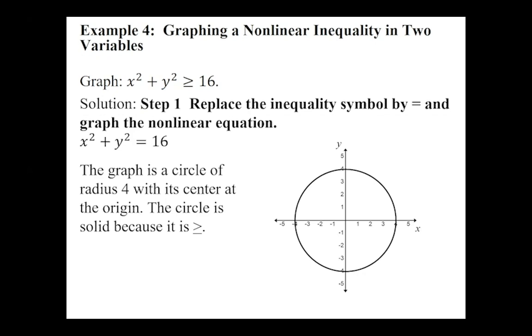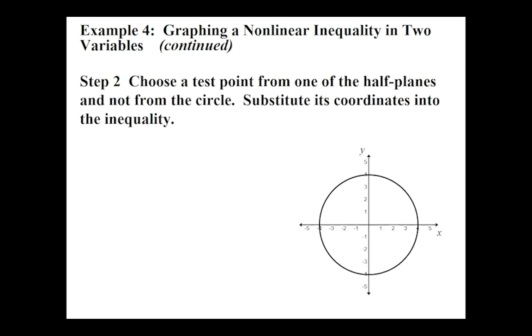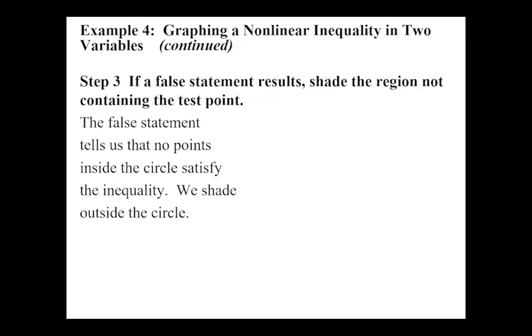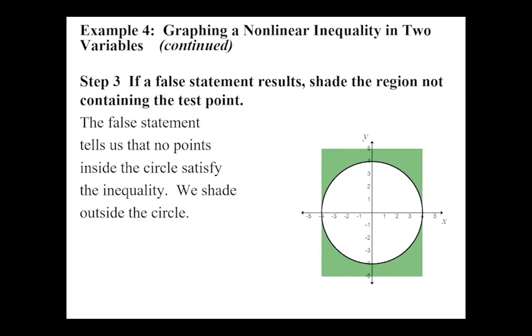And now we'll use a test point. Let's pick (0, 0). That would give us 0 plus 0 is greater than or equal to 16, which is false. So we're going to shade outside the circle. Had we gotten a true statement, we would shade inside the circle.